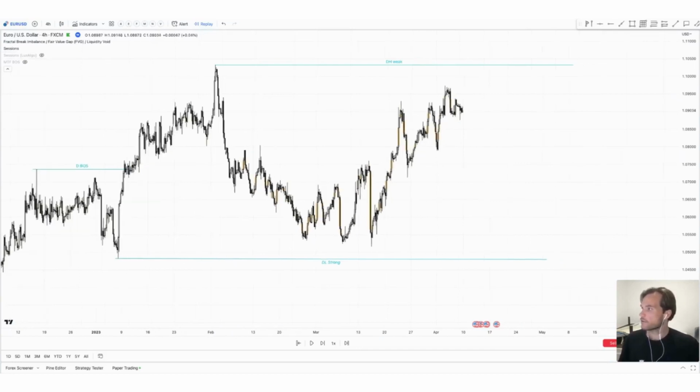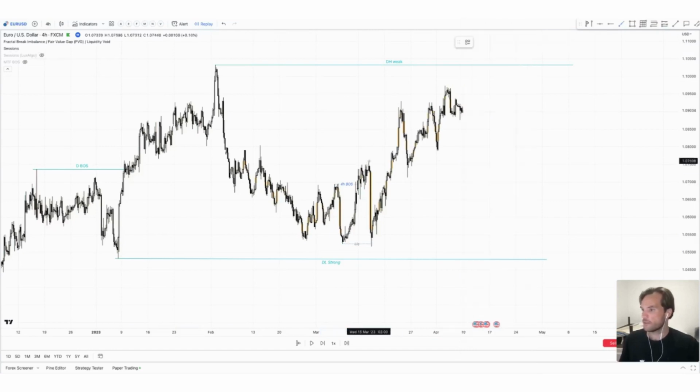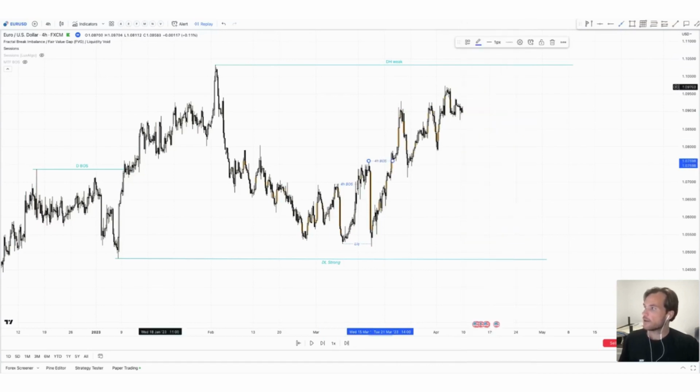So now let's have a look at the 4 hours. I'll just mark up what I marked last time. These ones aren't that relevant, but it's good for you to see what I was looking at. We had this 4 hour break of structure. We had this 4 hour liquidity grab. Where's my liquidity? And then a pretty strong break of structure out of that. And I think we've got one more, yeah. What do we have there?